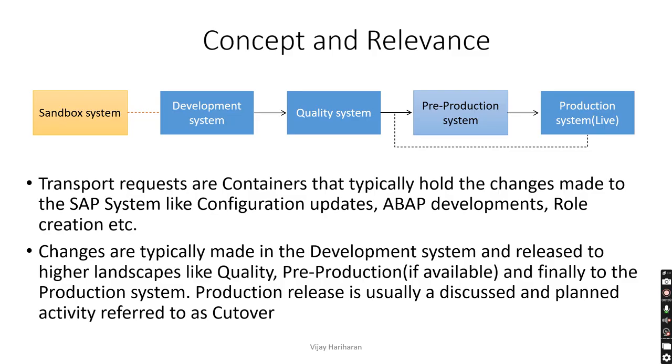Production release is usually a discussed and planned activity, as we were just discussing, referred to as cutover. So for production, there are 2-3 different cases. It can be a completely blank system, maybe a greenfield implementation where the company has been working on a totally different third-party system. They are working on SAP for the first time, so there must be nothing logged in the production system.